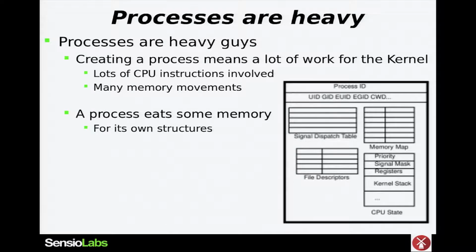So what we can see is that processes are heavy. They are heavy, big guys. They need many structures to be allocated in memory so that the kernel can track what the process is doing. So you have many things like those you see. UID, GID, effective ID, current working directory, all the memory maps that will be given to the process, the priority, the signal masks, the values of the CPU registers at that time, so that when the process is taken out of the CPU and given the CPU back, it can restore the CPU state.